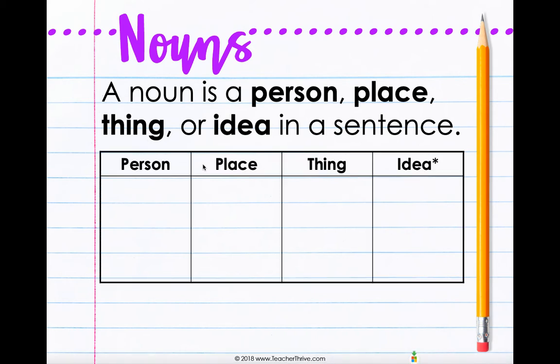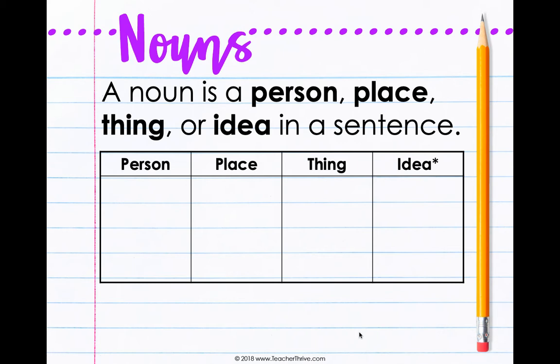So, what I want you to do is look at this chart: person, place, thing, idea. I want you to pause this video and on a piece of paper, come up with one noun that is a person, one noun that is a place, one noun that is a thing, and one noun that is an idea. So pause this video and write me down one noun for each spot on our graph.